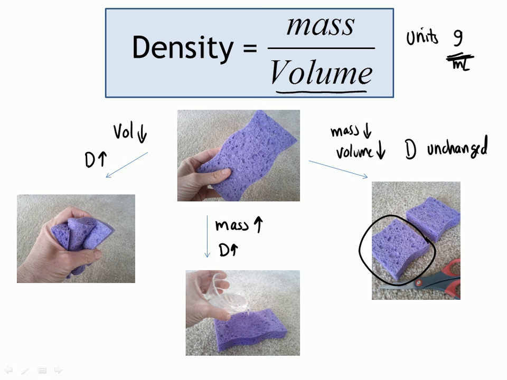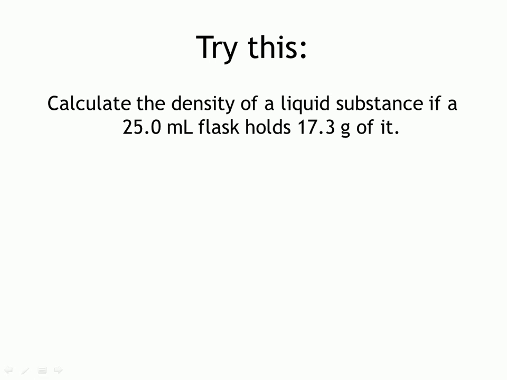All right, let's do a calculation based on density now. I want you to try this. Be sure to stop the video so you can try to calculate it. Calculate the density of a liquid substance if a 25 milliliter flask holds 17.3 grams of it. So how do we solve this? Remember that density equals mass over volume.